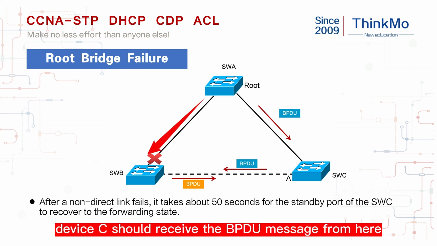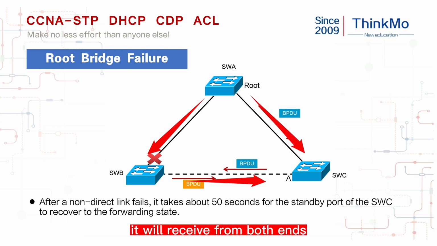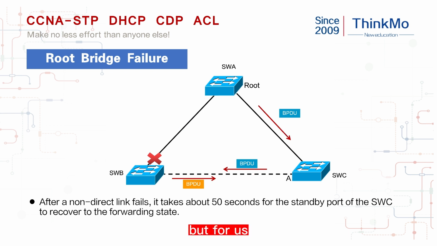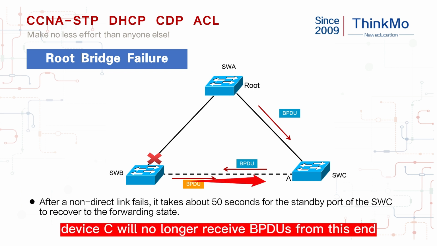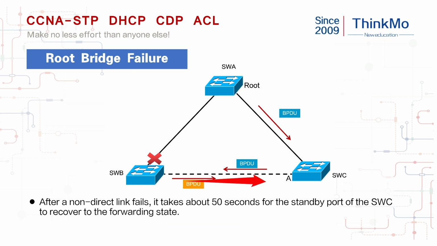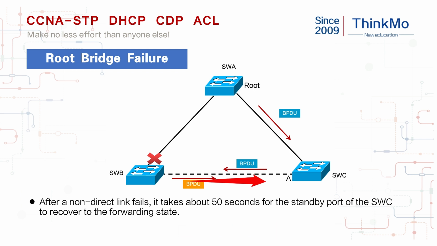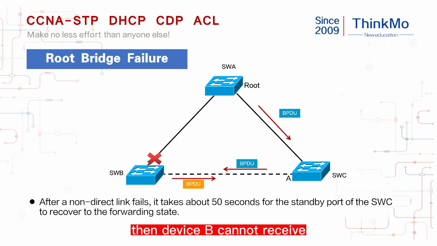if device B is broken here now, then normally device C should receive the BPDU message from here, and also receive a BPDU message from here. It will receive from both ends. But if the end of device B is broken, that means device C will no longer receive BPDUs from this end, because device A can't receive the data sent by device B. Device B will no longer forward to device A and device C.